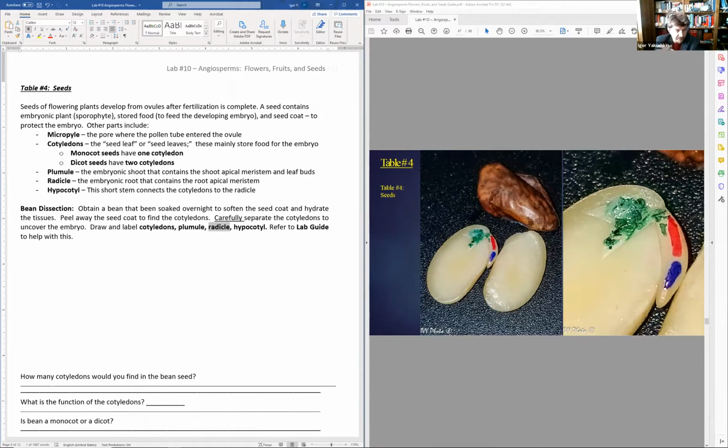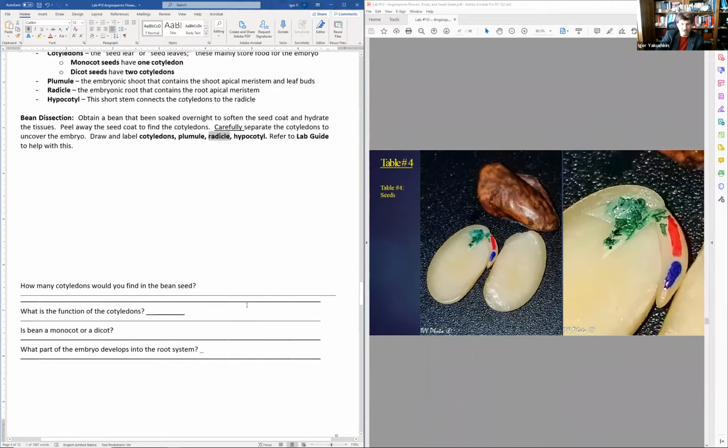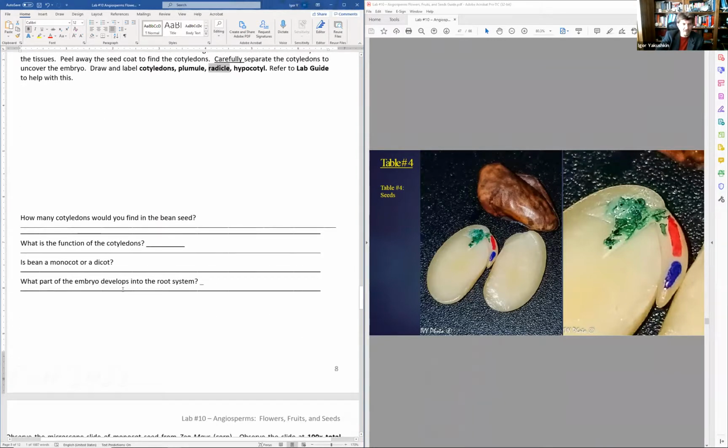All right. How many cotyledons do you find in the bean seed? And again, all of that is a food source, the endosperm, essentially, cotyledons. Two of them. What is the function of the cotyledons? I just told you, it's a food source. For what? For the embryo. What part of the embryo develops into a root system? The radicle, the blue part right here.